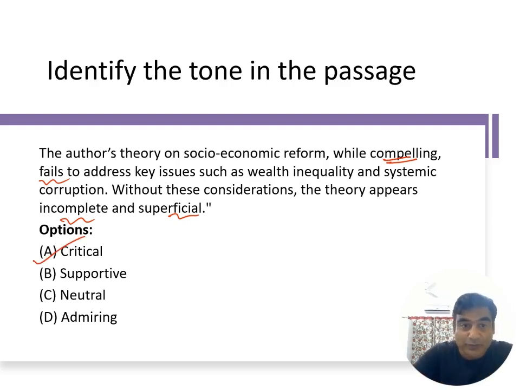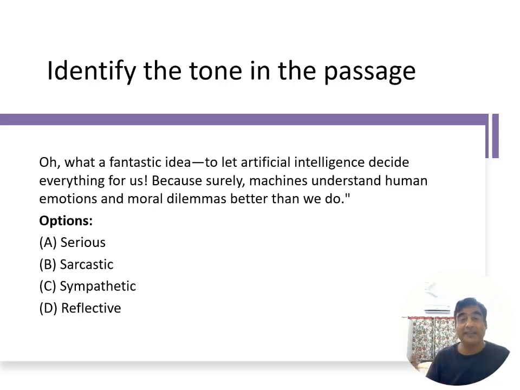Okay, let's move further. Oh, what a fantastic idea, to let artificial intelligence decide everything for us. We don't need to do anything. It's fantastic because surely machines understand human emotions and moral dilemmas better than we do. So what are we saying? Because surely, this is sarcasm. Machines understand human beings better than human beings themselves. Now, that is sarcastic. Sarcastic, remember, the intention is negative.